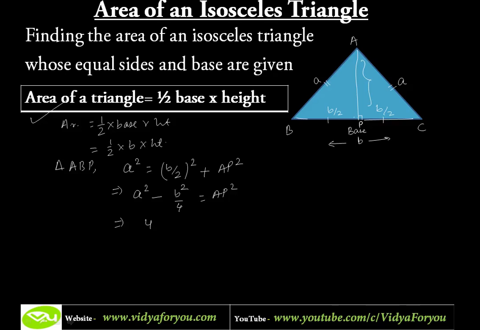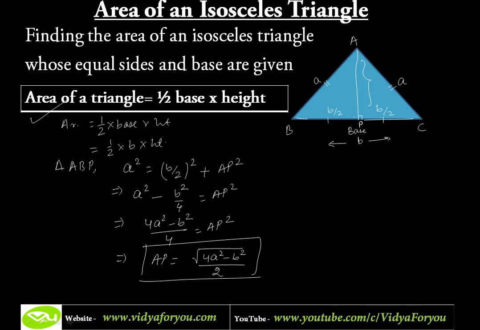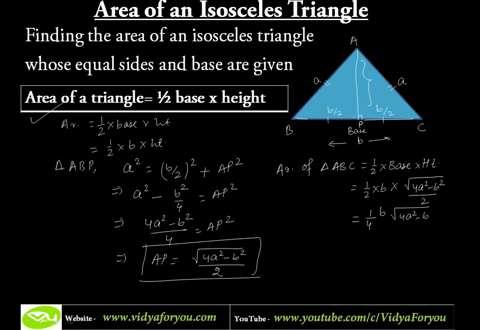From here, we will get 4a square minus b square by 4 is equal to AP square. From here, can we write AP is equal to root of 4a square minus b square upon 2. So this is nothing but the height which we are looking for. Now, area of triangle ABC, we can write half into base into height, which is equal to half into b into root of 4a square minus b square by 2, which is nothing but 1 by 4 b root of 4a square minus b square.